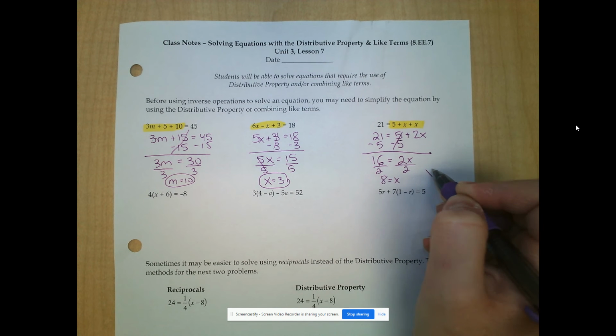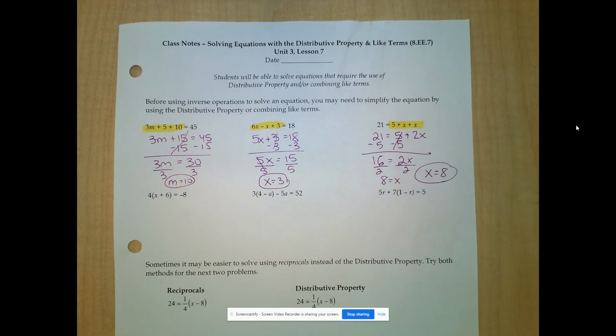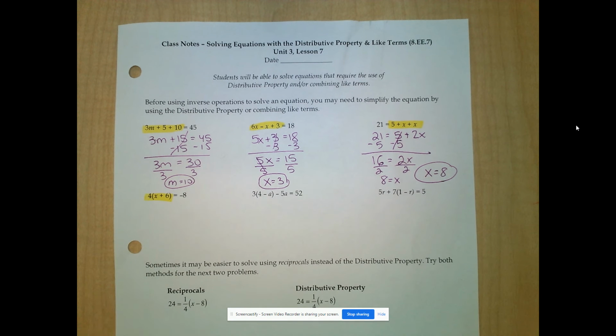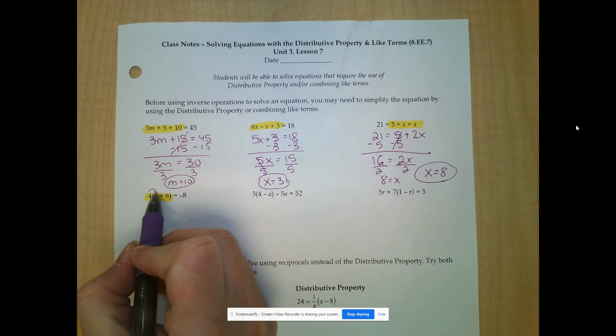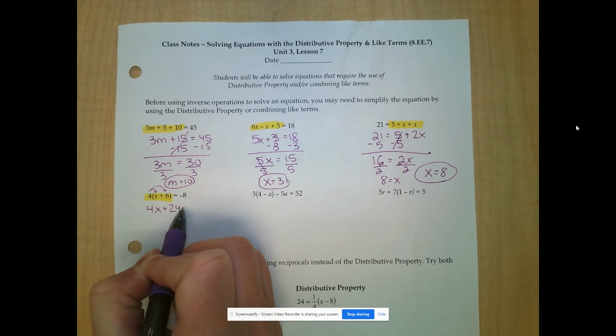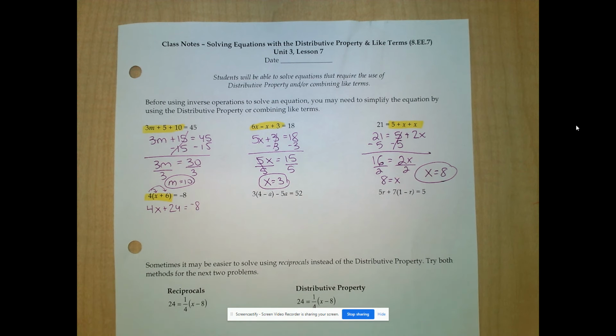Remember, we always like to have our variable on the left, so we would rewrite it before we say, okay, this is my final answer. In the next one, you'll notice the side with the variable has parentheses, and we're going to have to use the distributive property over addition. So 4 times the x and 4 times the 6. 4x plus 24 equals negative 8. Now it looks like that two-step equation we're used to.